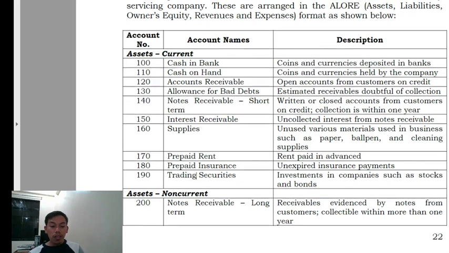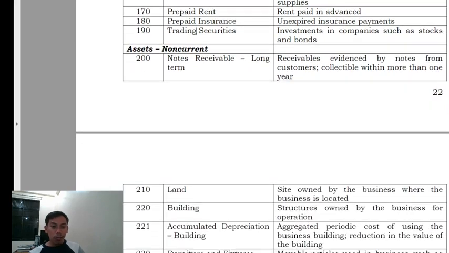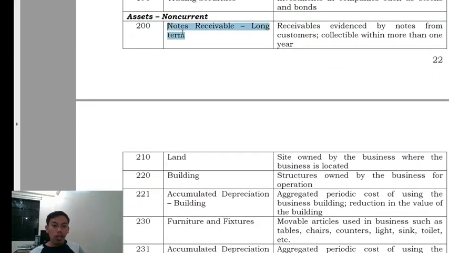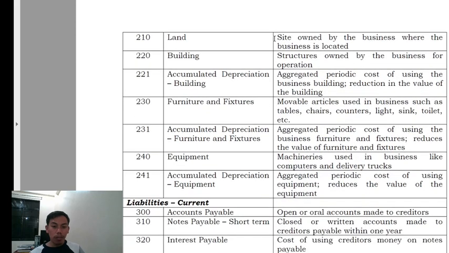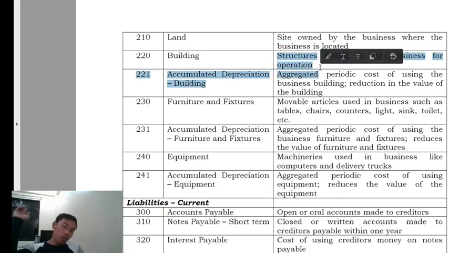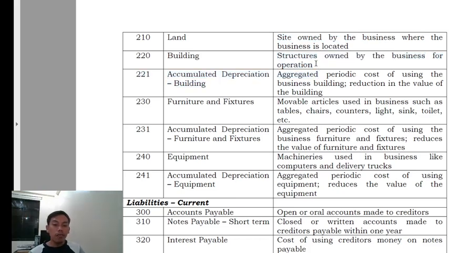Next, we have non-current assets. So, meron tayong notes receivable na long-term. They are collectible within more than 1 year. Now, land, lupa. That is the site owned by the business. The location or kung saan nakatayo yung business natin. Then we have building, o yung structure, yung mga ito, owned by the business for operation.